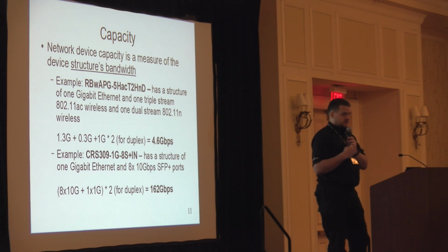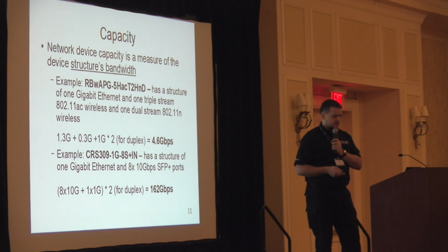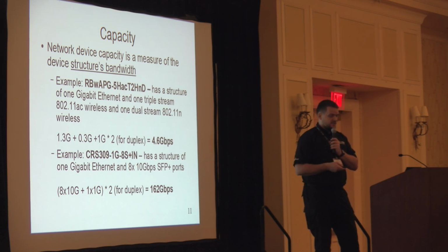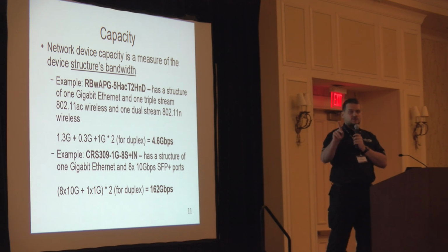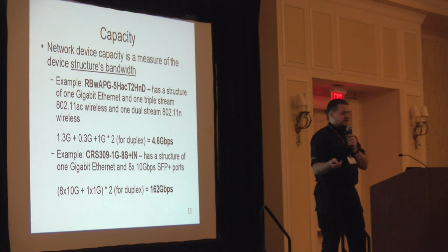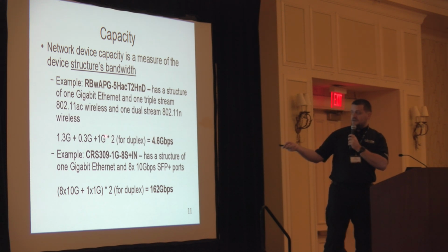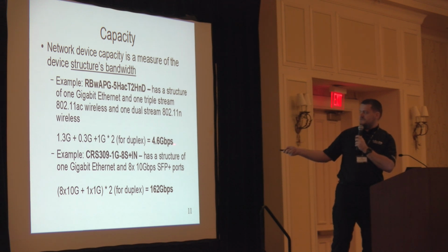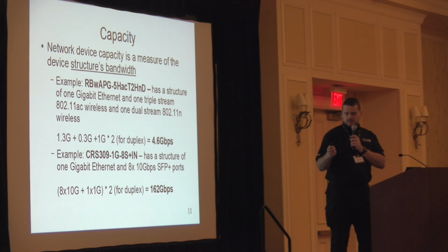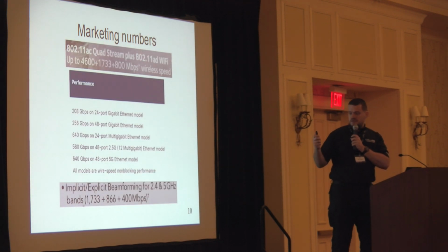So for example, if you take a look at our WAP-IC, it has a 5 gigahertz triple chain AC wireless, 1.3 gig, 2 gigahertz dual chain N wireless, 0.3 gig, and 1 gigabit Ethernet, so 1G. But you all know that wireless is half duplex, but a wired connection is full duplex. So nothing stops a marketing person from multiplying the wired speed by 2. So the capacity of the WAP in this case would be 4.6 gigabits per second if we apply the same logic as was applied in these marketing numbers over here.